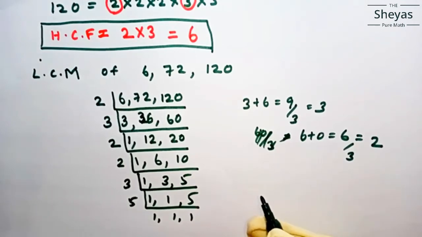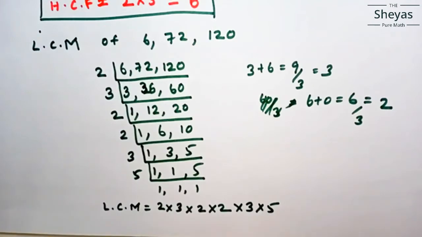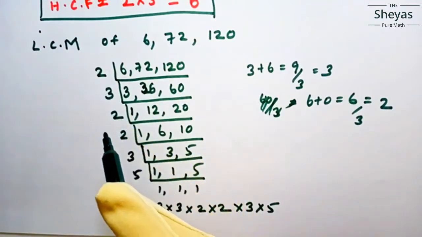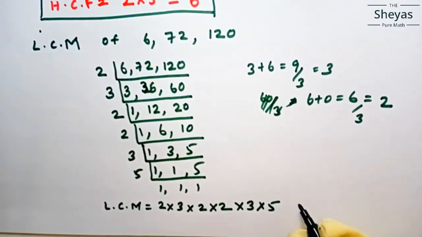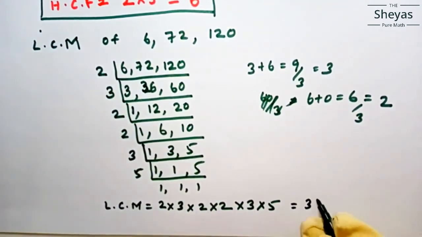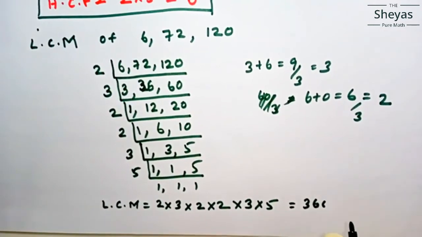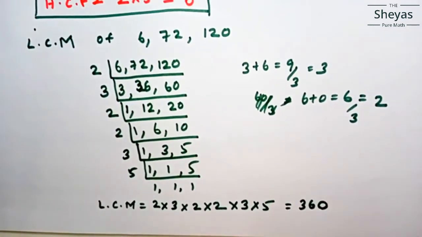Now you are going to find the least common multiple. So just see what is the least common multiple. 2 into 3 into 2 into 2 into 3 into 5, and that is 360. So the LCM is 360.